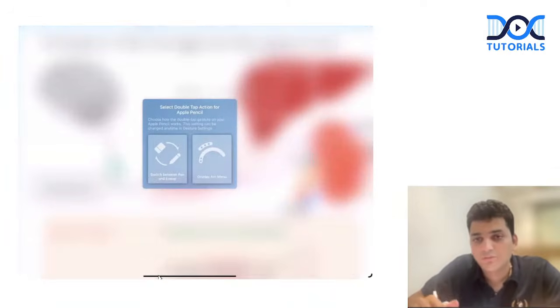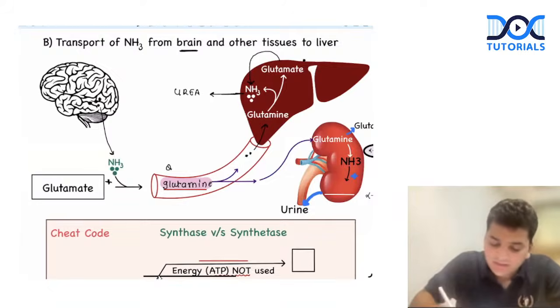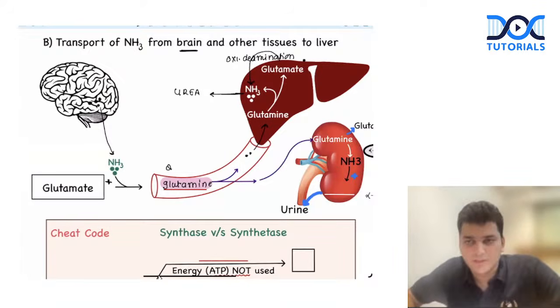If you take out the ammonia from the glutamate, that was step number 2. From the glutamate, if we take out the ammonia, yes, that is called oxidative deamination. We have already done that, oxidative deamination. From the glutamate, we have taken out the ammonia. Yes, rightly said. And that ammonia will again go to the urea cycle.